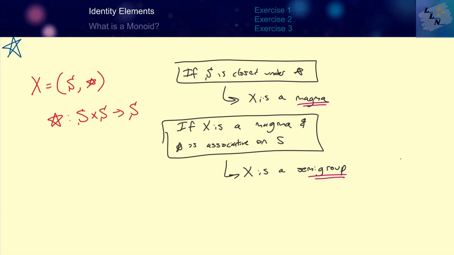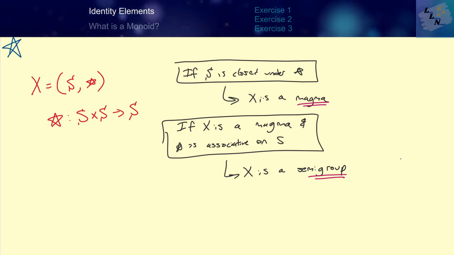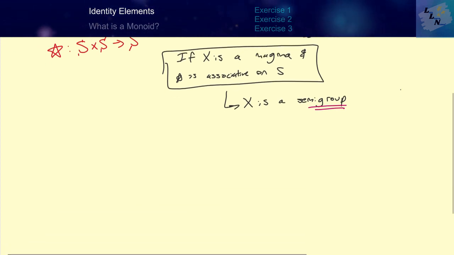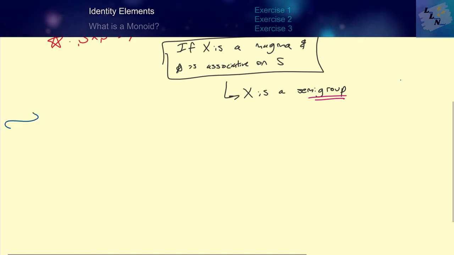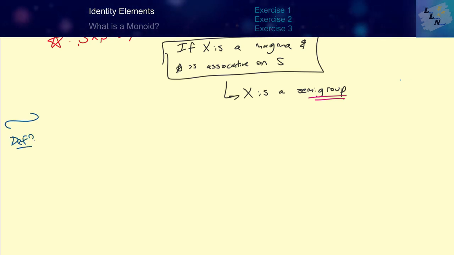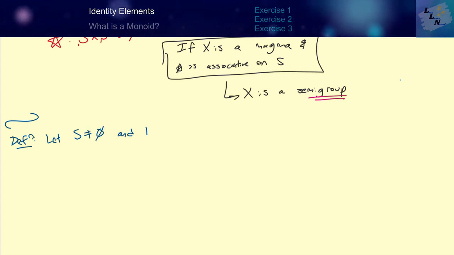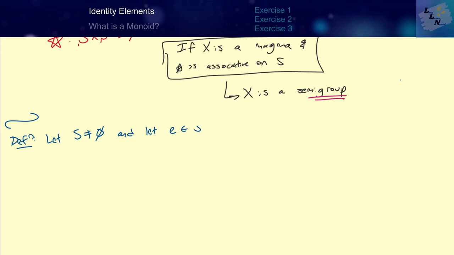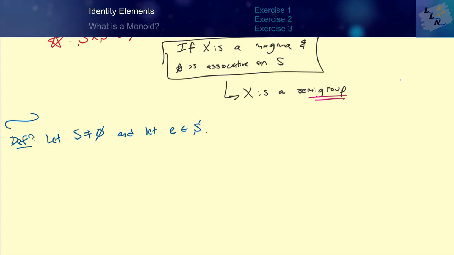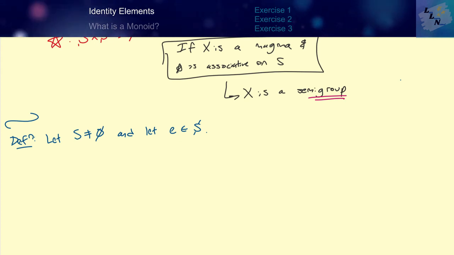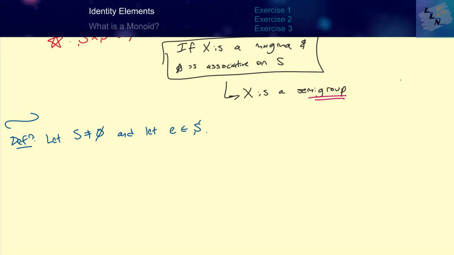So let's define the first basic tool that we're going to be needing for our discussion on monoids. So definition. Let S be a non-empty set, and let E be an element of S. So it's a particular element in this particular set S. So what special characteristics must this E have, and why do we care?